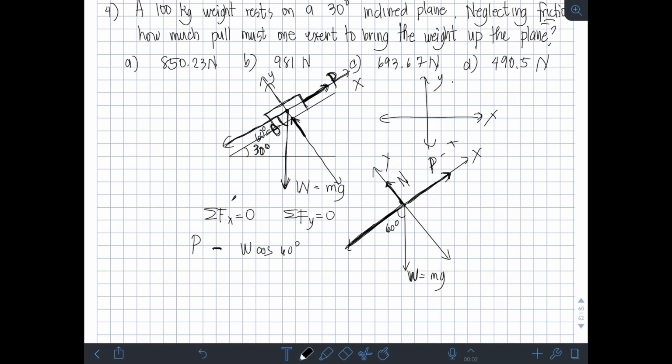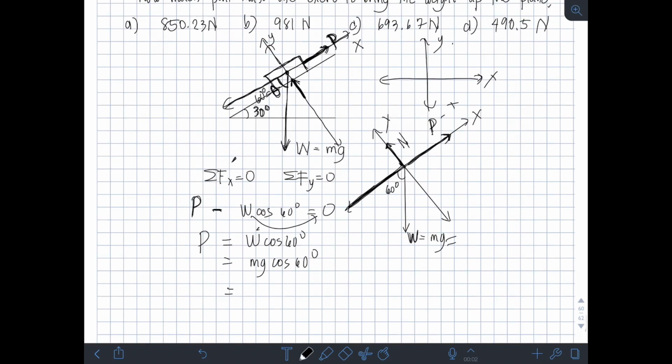So, wala na tayong horizontal component na force, so equate na natin sa 0. So, therefore, pag sinolve natin yung P, transpose lang natin itong W cos 60 degree sa right. So, magiging P is equal to W cos 60 degree. Pero natin yung W is equal to mg. So, mg cosine 60 degree.